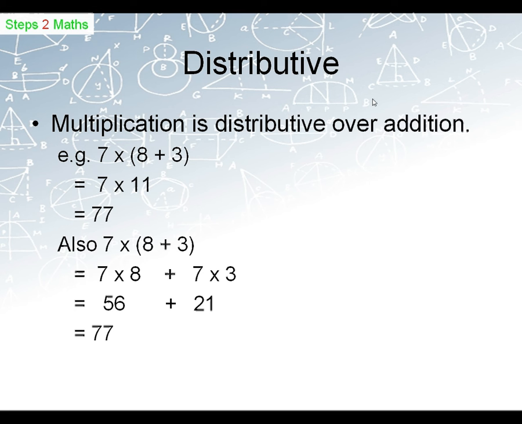So imagine that this 8 and this 3 represented, say, 8 brown eggs in a basket and 3 white eggs in a basket, which gives us a total of 11 eggs in a basket. And imagine then that there's 7 baskets. So in the first example, in the first part, we're looking at 7 multiplied by 11 eggs for a total of 77 eggs. But we can think about this in a different way.